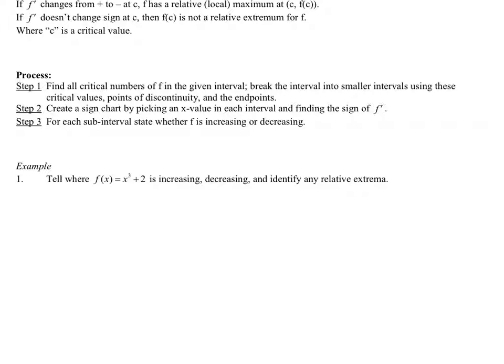All right, so tell where x cubed plus 2 is increasing, decreasing, and identify any relative extrema. Now again, we talked about this yesterday. Maybe the day before, I'm not sure. If you know what a cubic function looks like, then you already have a sense of where it's increasing, possibly decreasing, any turning points that might exist. So you have an idea. It's just a question of fleshing out exactly where they would be.